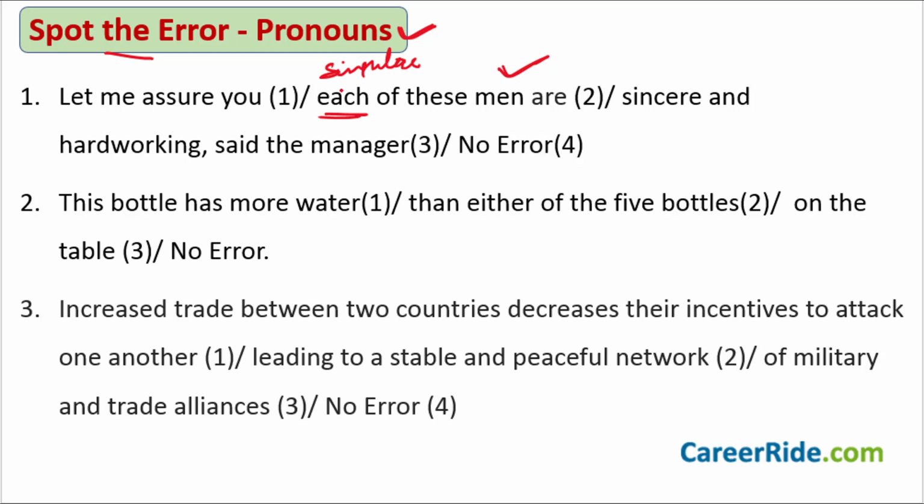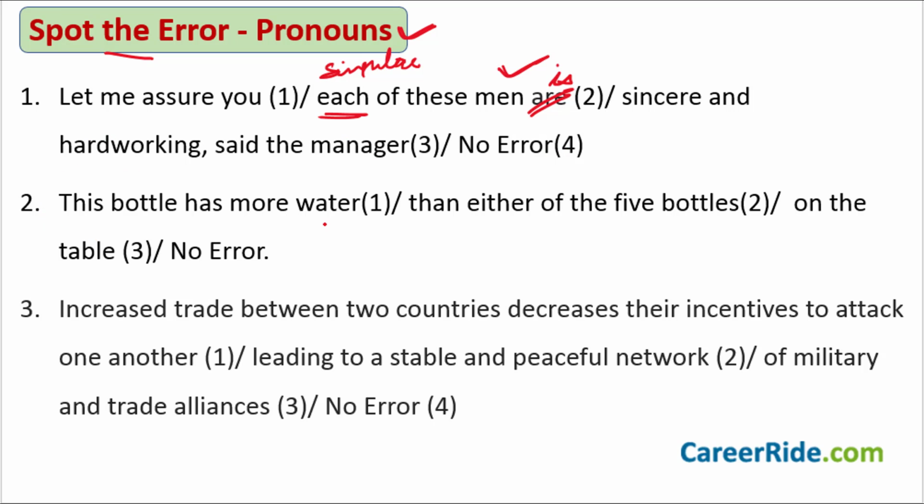And since it works as a singular, it requires singular verbs and singular pronouns with it. Which means that this verb should not be are, it should be is. Right? Let me assure you, each of these men is sincere and hardworking, said the manager, is what you should say. Okay? Now, sentence number 2.